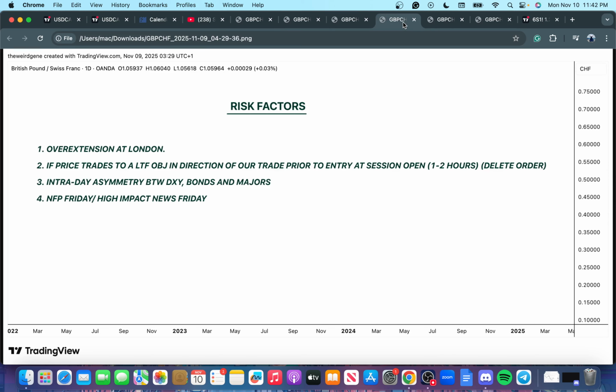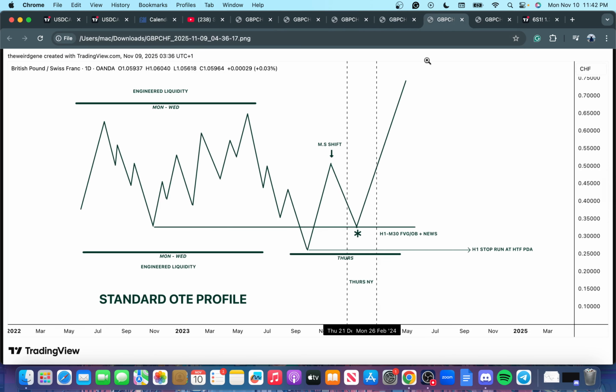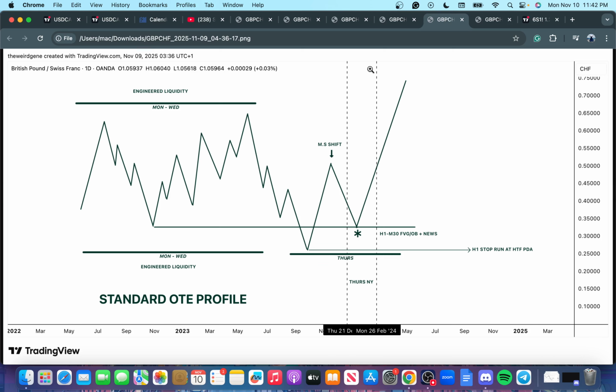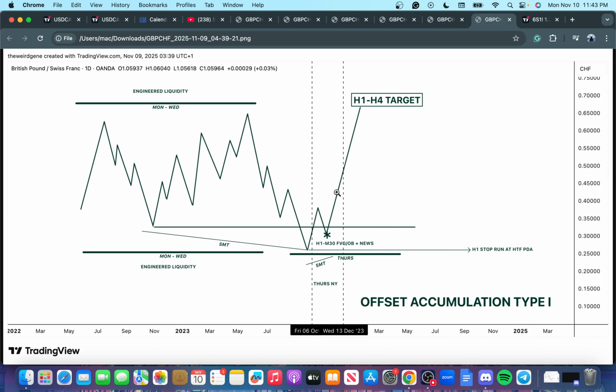Now let's discuss the actual entry model for our Thursday middle consolidation to Thursday rally / decline. Right, so we have 2 entry models. The first one is a standard OTE profile, right? And the second is the offset accumulation type 1 model. So we're going to talk about both of them.